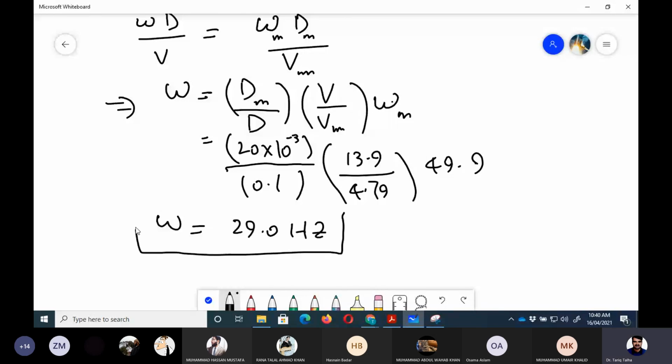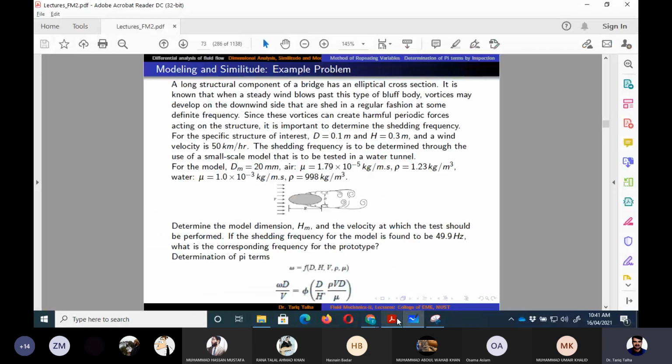So that is how we transfer the results which we obtained for the dependent pi term in the model back to the actual system. So that was the first numerical. If there is any query, you can ask. Otherwise, we can move on to a couple more numericals. Okay, so it seems that everything is good.